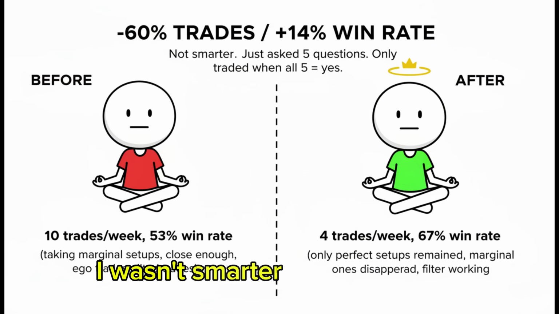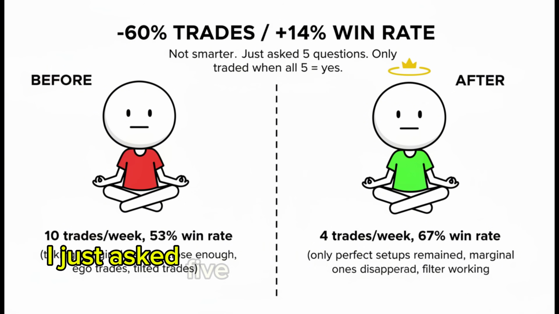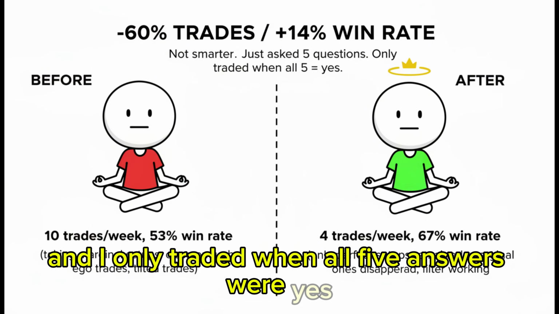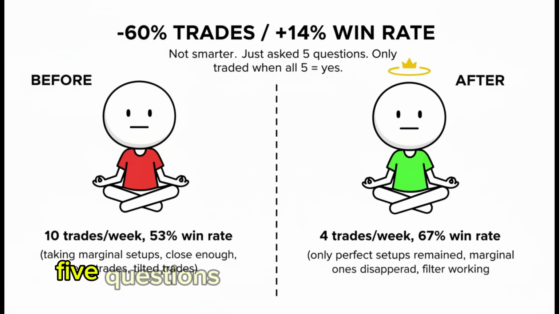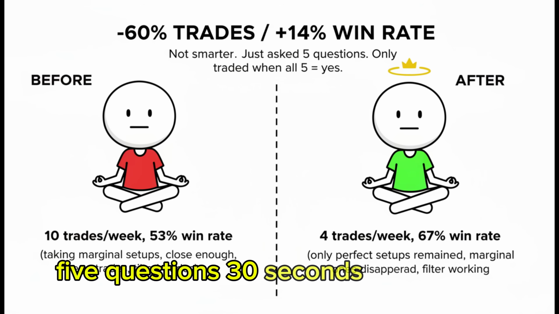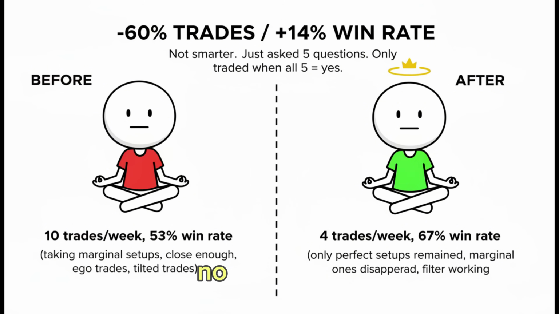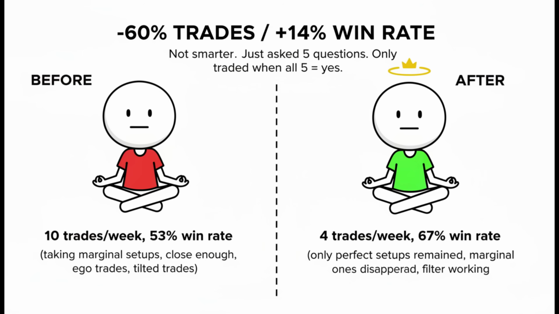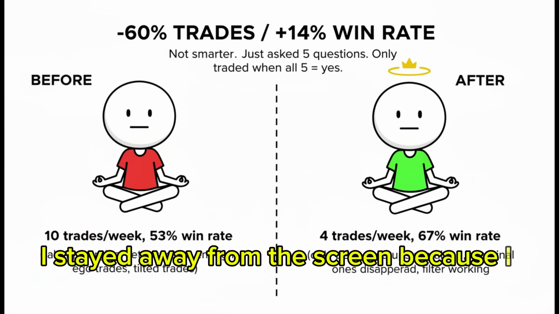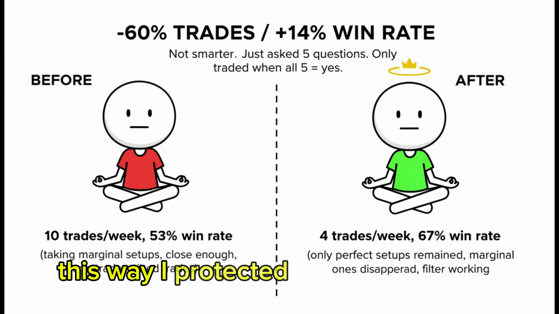I wasn't smarter, I wasn't luckier. I just asked 5 questions before every trade, and I only traded when all 5 answers were yes. That's it. That's the entire system. 5 questions, 30 seconds. Every trade. No exceptions. My likelihood of making mistakes decreased noticeably. When I was incredibly overconfident, instead of continuing to look for trades, I stayed away from the screen, because I was aware. This way, I protected the profits I made.